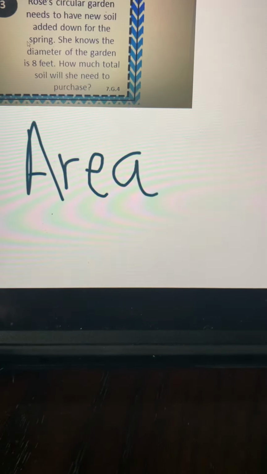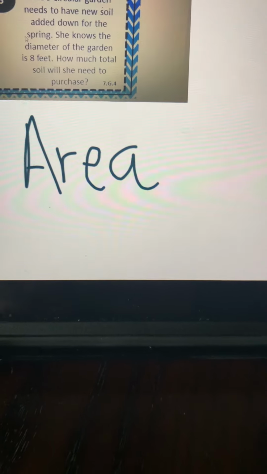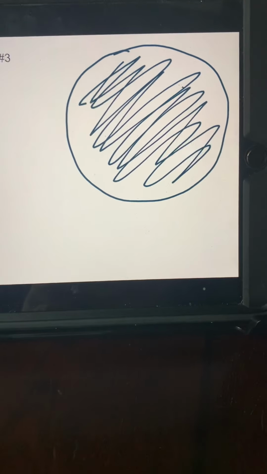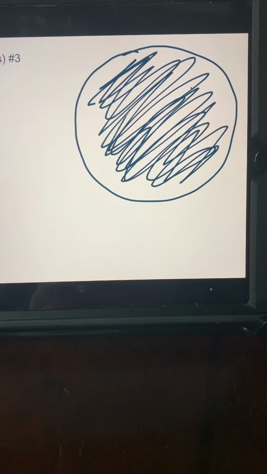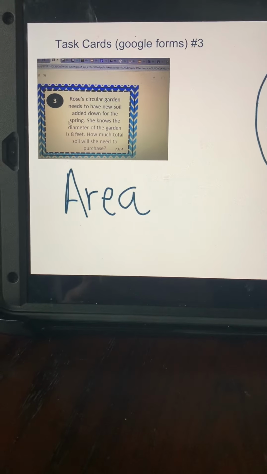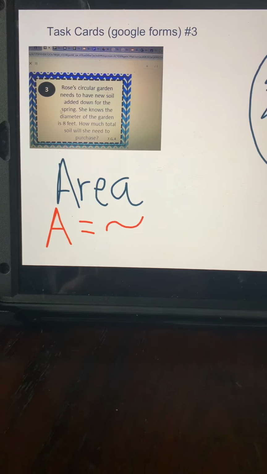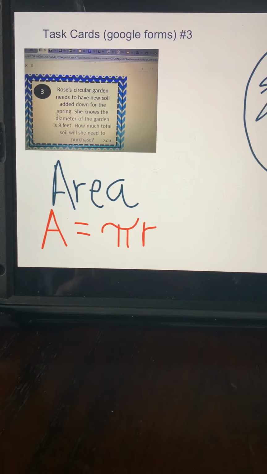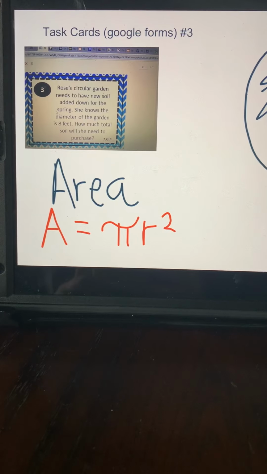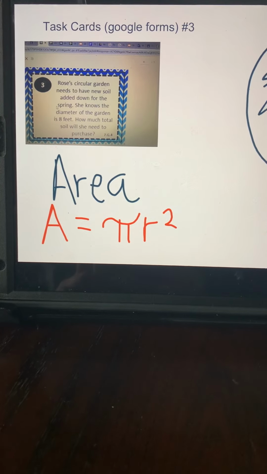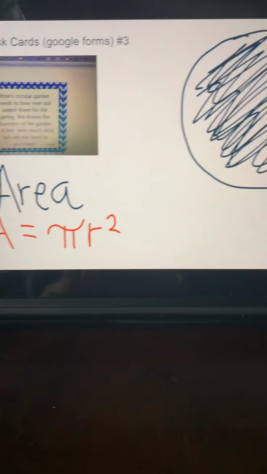If it was perimeter, it would give me some kind of question asking about the distance around the circle. And obviously the soil is going inside of that circle. And so that's what lets me know that this is an area problem. Right, the second thing you need to know from your notes and the videos that you've watched is the area formula. So the area formula is pi times radius squared. So now I'm going to look back at my problem, I'm going to draw my picture, and I'm going to figure out what's going on here.